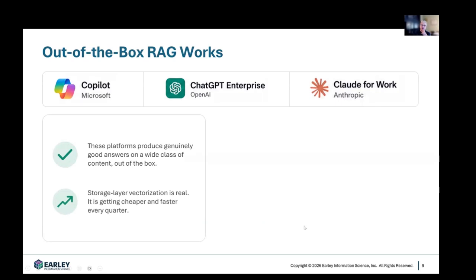Why is that the case? When does it work, right? These products can produce a good output on a certain class of content, right? Because what we're doing is we're storing things at a vectorization layer. The storage layer is vectorized. In other words, it's getting cheaper and faster to do that. And that makes it easier for us to retrieve this.